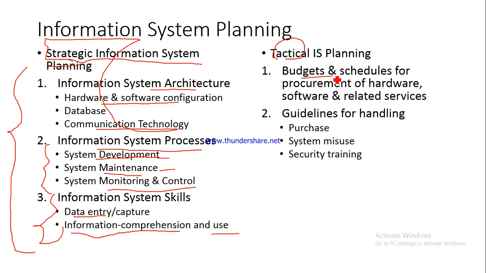Now what would be the budget and the schedule for procurement of hardware, software and related services? We are not deciding here what all hardware and software configurations are needed, but here we are going to go by this particular plan. So we have understood what all hardware and software would be required, and now what we are doing is we are basically purchasing that hardware or that particular software. So this procurement of hardware and software and the related services is going to be decided in the tactical IS planning, right?